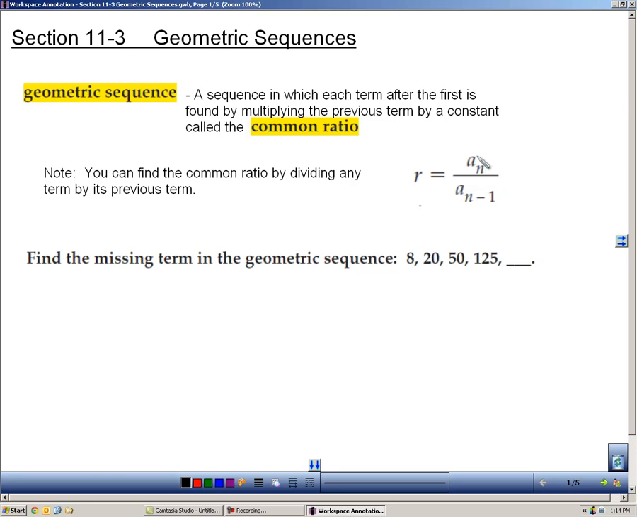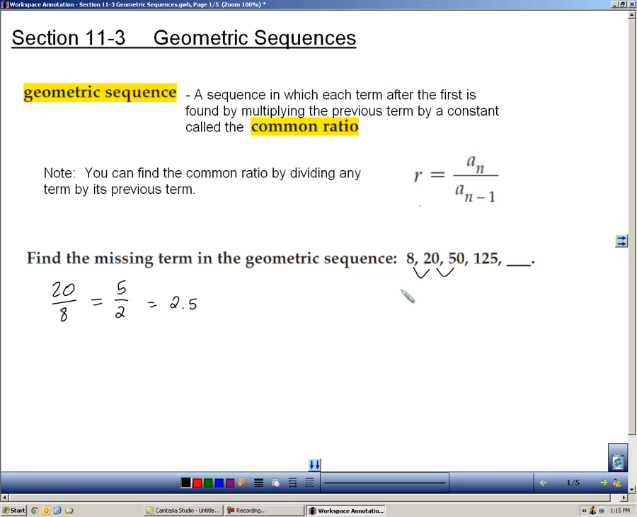Now you can always find the common ratio by dividing any term by the previous, and that's what this means. A sub n is whatever term you're looking at. And if you divide it by a sub n minus 1, the term that comes in front of it, that equals the common ratio. So if we're trying to find the missing term of this sequence, I'm going to try to figure out what the ratio is from 8 to 20. So I take 20 and I divide by 8. And that's going to give me 5 halves, which is 2.5.